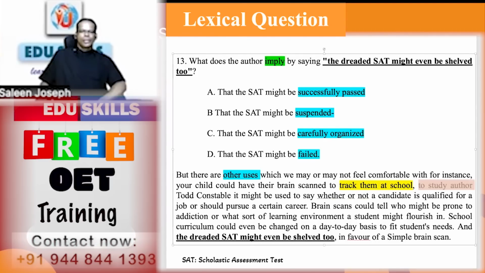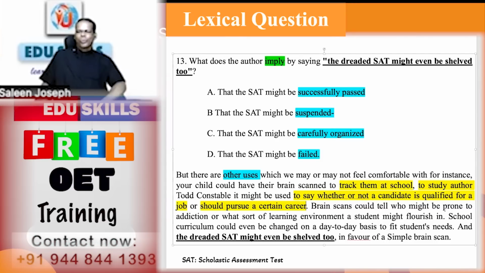Second use. Third one, used to say whether or not a candidate qualified for a job. These are the uses of scanning your brain and finding out whether you are fit for appearing for the OET exam. No assessment required. Should pursue a certain career, or is it fit to pursue a certain career. With one brain scan, without OET, they can find out whether you are competent to speak in English.